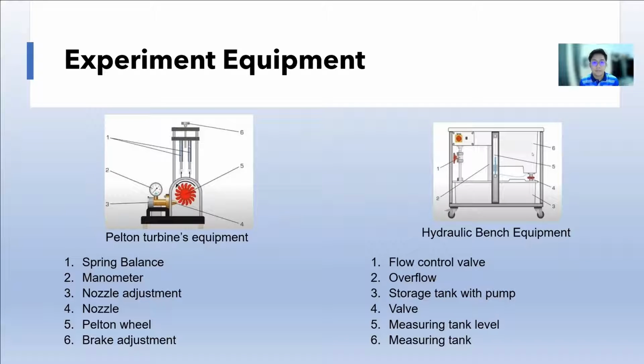Next is the experiment equipment. The figure shows the Pelton turbine equipment. Number 1, spring balance. Number 2, manometer. Number 3, nozzle adjustment. Number 4, nozzle itself. Number 5, Pelton wheel. And 6 is brake adjustment. The next figure is the hydraulic bench equipment, where number 1 is flow control valve, number 2 overflow, number 3 storage tank with pump, number 4 is valve, number 5 measuring tank level, number 6 is measuring tank.